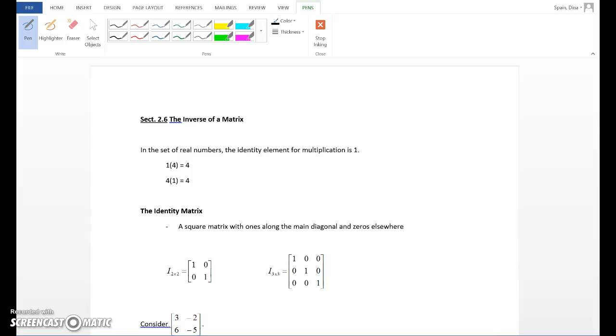Section 2.6, it's all about the inverse of a matrix. So to get started, we'll talk about the identity matrix, which is down here. But before we get to the identity matrix, let's look at it with real numbers.